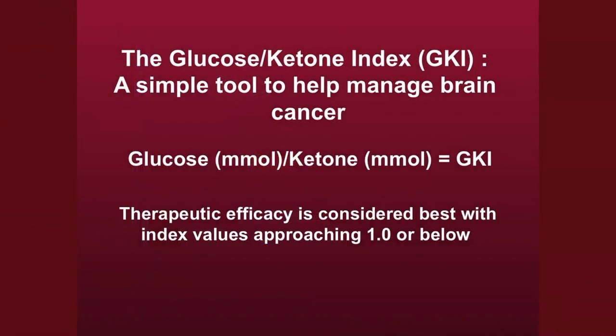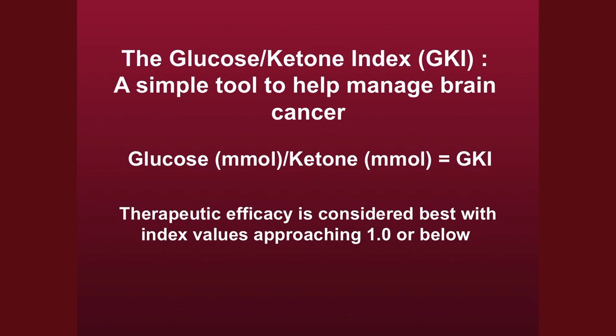But in any event, there was tremendous anxiety about, oh, my sugar's high today, my ketones are low, all this kind of stuff. So what we did is we developed the glucose ketone index, a simple tool to help manage cancer. It is the ratio of glucose in millimolar to ketone in millimolar; you get the index. Therapeutic efficacy is considered best with the index approaching 1.0. Now, my student and I patented a formula that can be added to the glucose ketone meters in the form of a chip, so you can simply push the button and get the index.